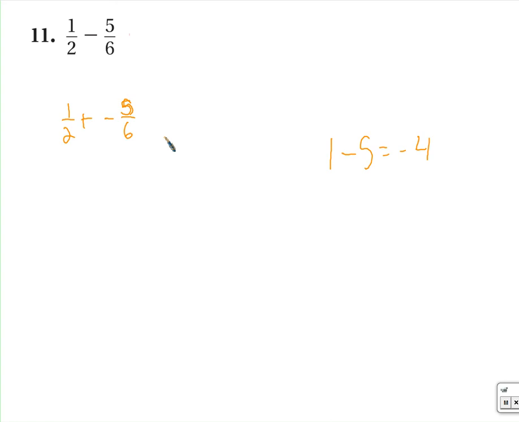We can turn these into sixths, right? Yeah. So it would be 3/6 minus 5/6. Now I can take 5 of these from 3 of these, and we do have to go negative. -2/6.